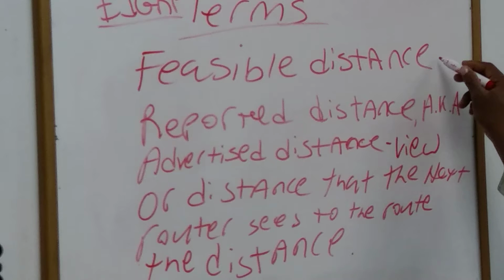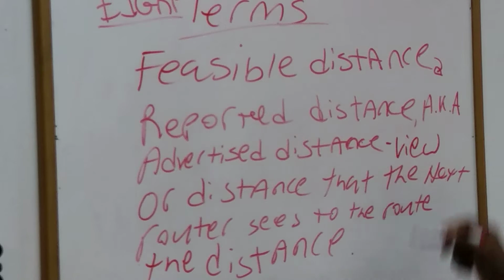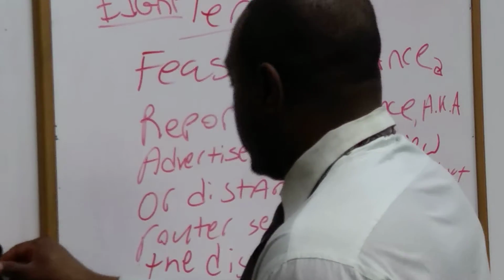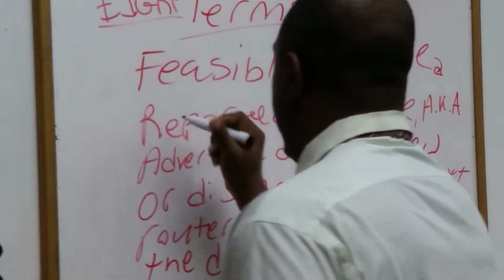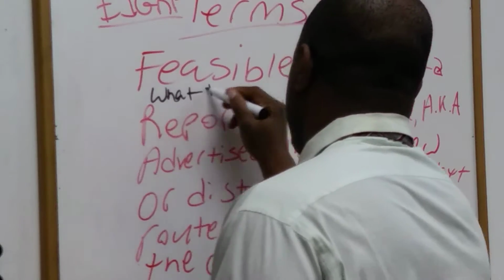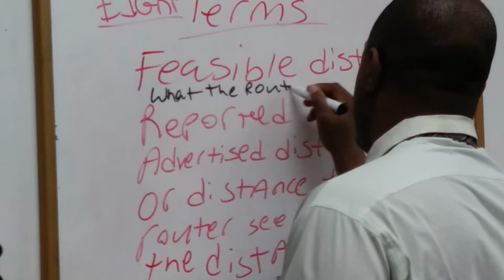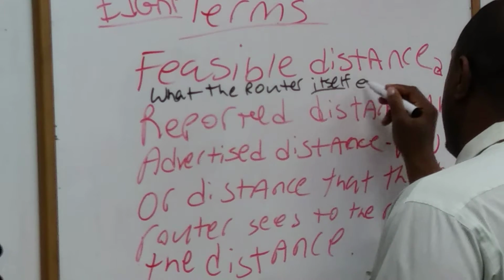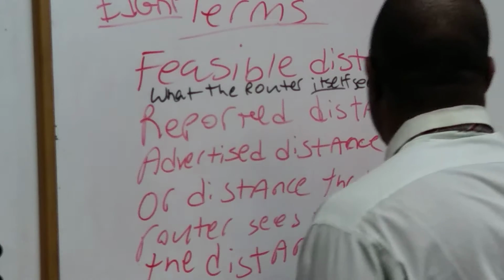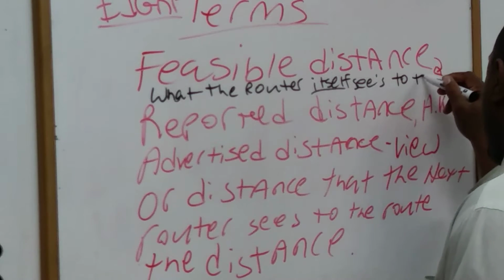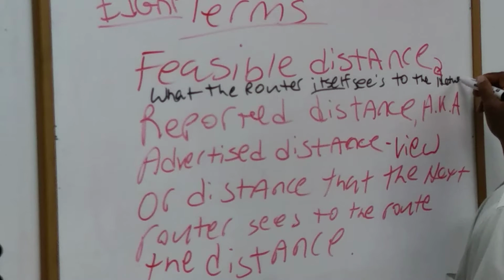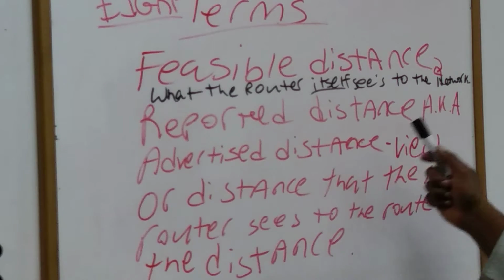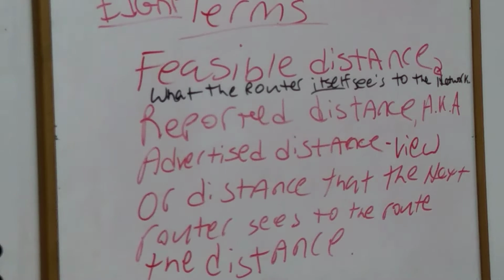And now the feasible distance is what your router sees to the distant network. The feasible distance is what the router itself sees to the network. That is called the feasible distance.